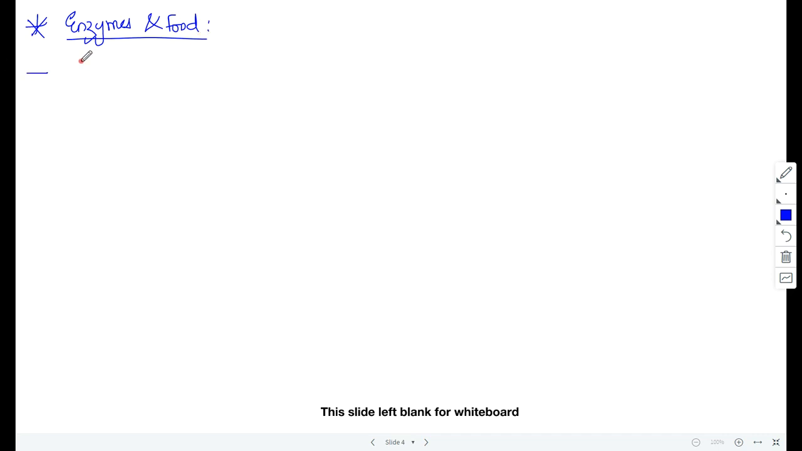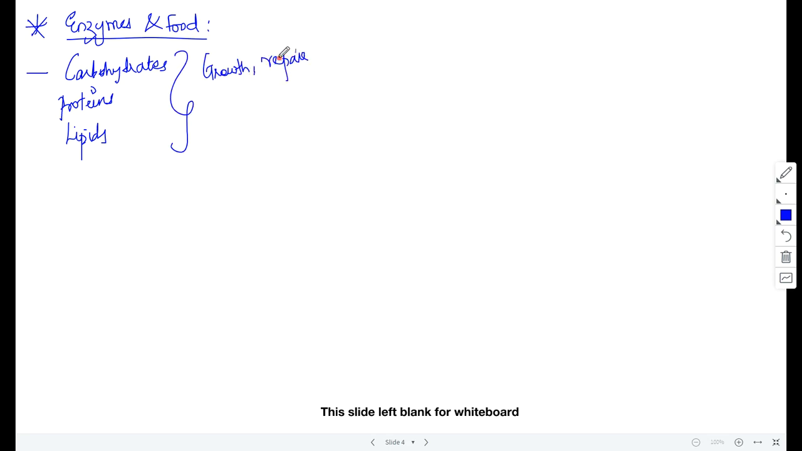The general biomolecules which we need inside our body are carbohydrates, proteins, and lipids, or fats. These are the general biomolecules needed by the body. For what do we need them? We need them for our growth, for the repair of muscle tissues, and for metabolism, right?